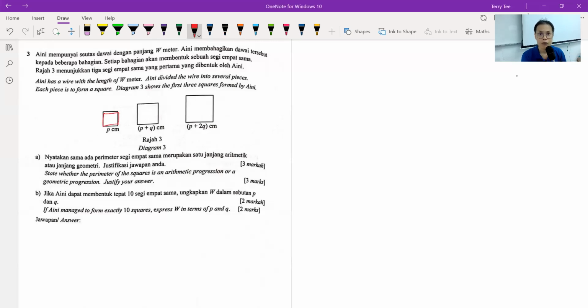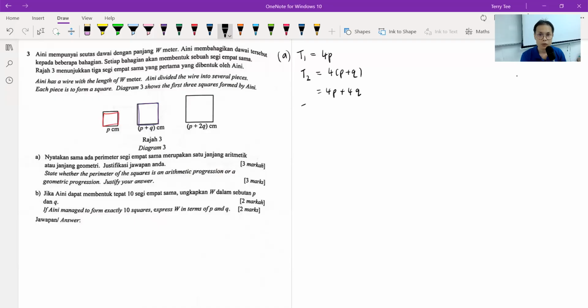Since I have 4 of them, we can say your T1, the first term that represents the perimeter, is 4p. The second term will be representing the perimeter of the second square. As you can see here, it is p plus q. So here we have 4 times p plus q. When you expand it, you get 4p plus 4q.